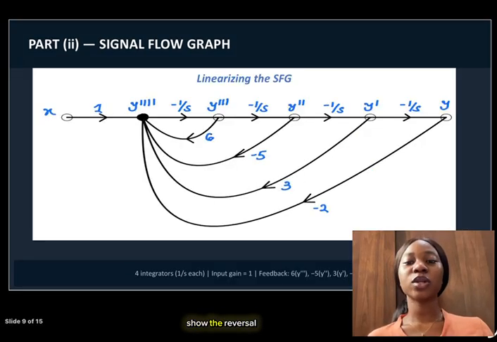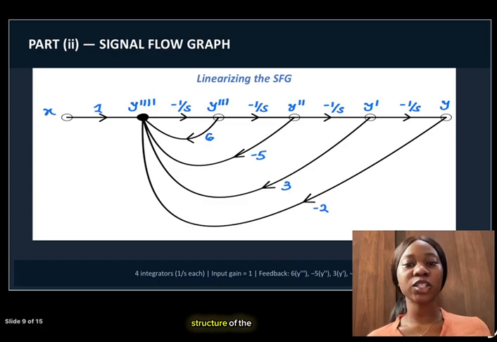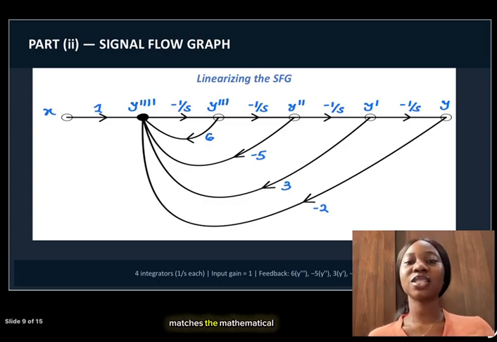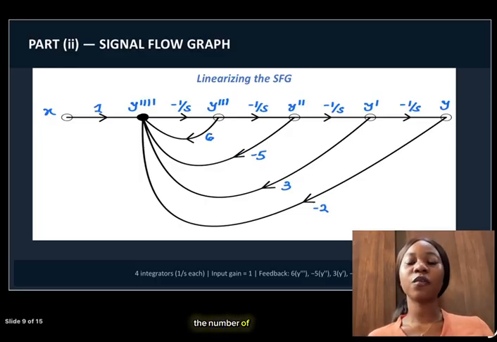Finally, the slides show the reversal form first, followed by the cleaner linearized version. This helps us clearly see the structure of the system and how it matches the mathematical equation. Overall, we can observe a clear linear pattern. The order of the ODE equals the number of integrators and also equals the number of feedback branches.